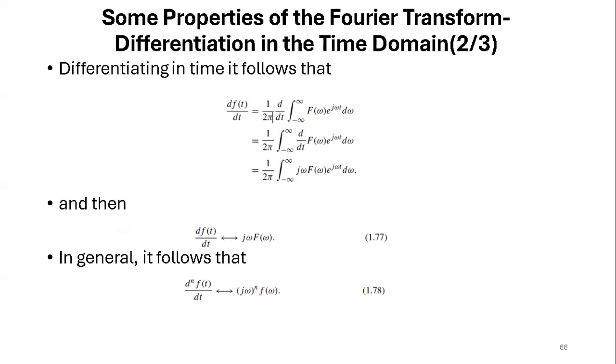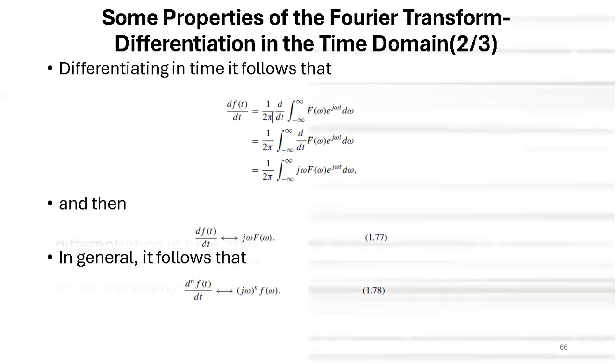The integral from minus infinity to infinity of f(omega) e^(j omega t) d omega, with the factor 1/2 pi, gives f(t). And then the derivative of f(t) corresponds to j omega F(omega). In general, it follows that the nth derivative of f(t) implies (j omega)^n F(omega).